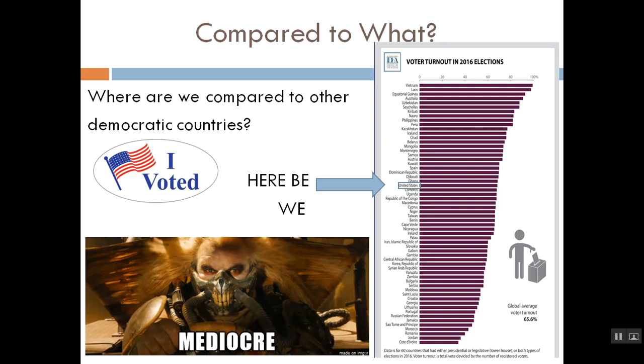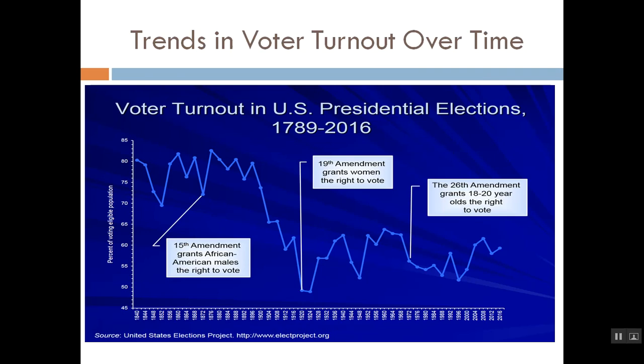So if we're middling, why do so many people talk so much about how terrible our voter turnout is today? Well, because if you look at the historical timeline, what you're going to find is that our voter turnout is terrible compared to where it's been in the past.